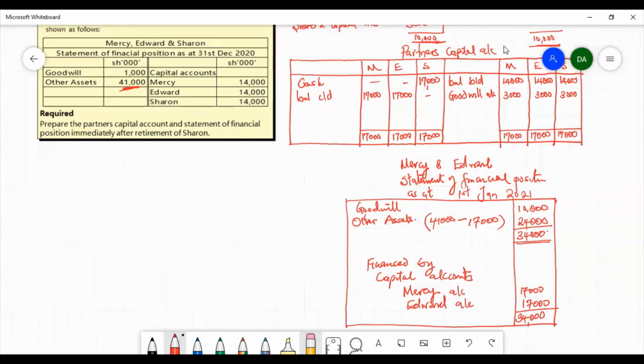In this case, we have maintained goodwill in the account, and therefore goodwill is shown in the statement of financial position. That is how to record retirement of a partner where goodwill has been revalued and goodwill is supposed to be maintained in the books of accounts.